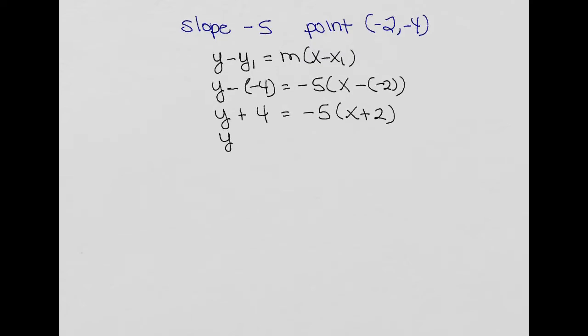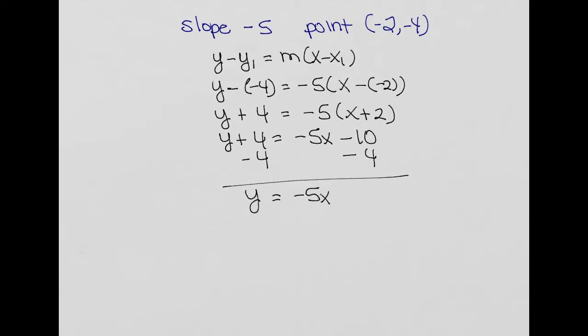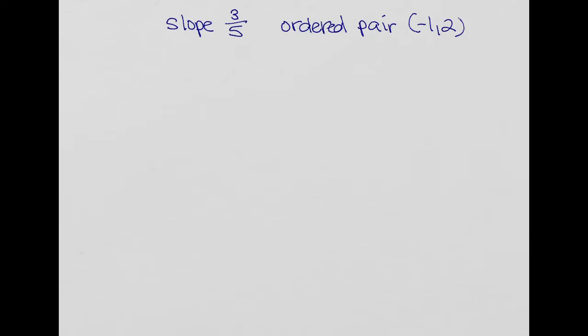Distribute the negative 5 through. And negative 5x minus 10. Subtract 4. So y is negative 5x minus 14. Okay, again, we'll stop. We have our equation in slope-intercept form. We'll try another one.